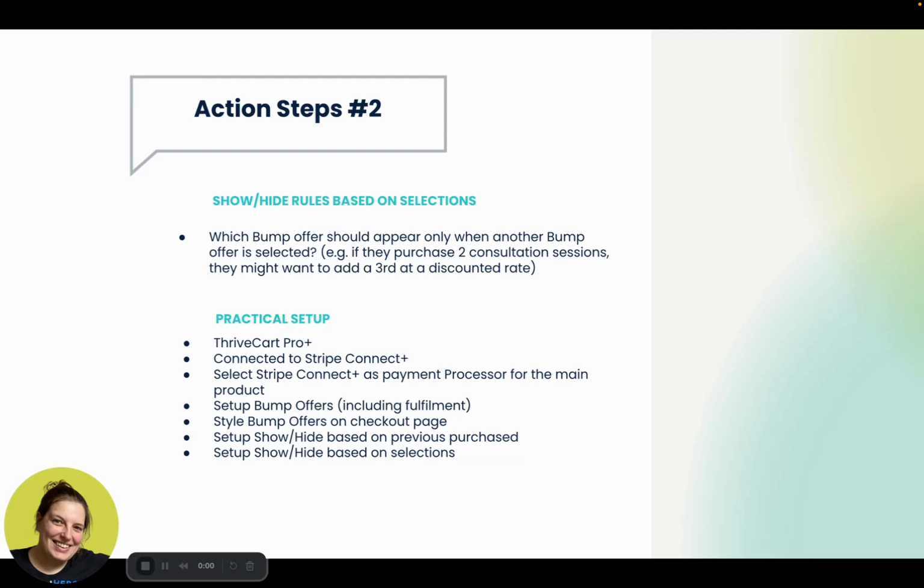And then, of course, onto the practical setup. You would need your ThriveCart Pro Plus connected to Stripe Connect Plus and select that one as a payment processor for this particular product as well. And then, of course, you need to set up the bump offers, including fulfillment, style the bump offers on the checkout page and make sure they are connected to the right offer, and set up the show and hide options based on previously purchased products, as well as the show and hide options based on the selections that they make currently on the checkout page.